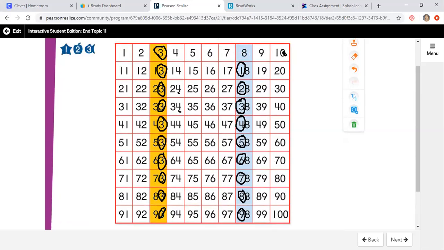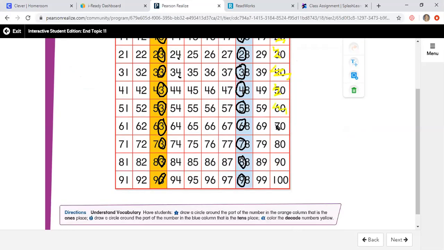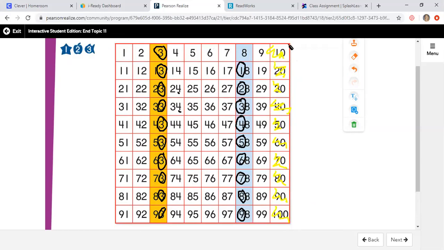Remember, the decade numbers are the numbers that go by tens, right? The tens are the decade numbers. They want me to color them yellow. So let me color them yellow. As I color them, I want you to say the number out loud. So say 10, 20, 30, 40, 50, 60, 70, 80, 90, 100. All right, and now everyone say, these are decade numbers. Good job. The tens are the decade numbers.